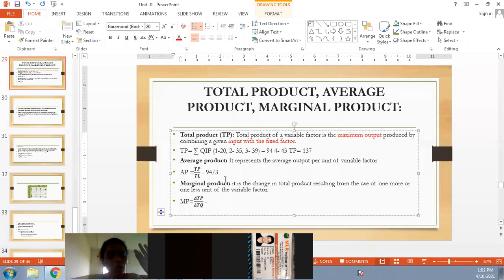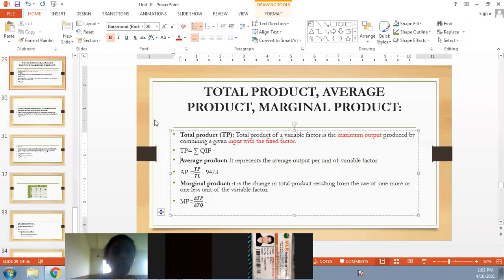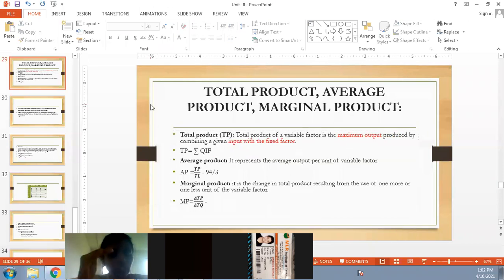Okay. Total product, average product, marginal product. Based upon these 3 values, we will classify the different stages in the law of returns. The different stages in the law of returns can be classified based upon the total product, average product, and marginal product values. We will continue that in the next class.